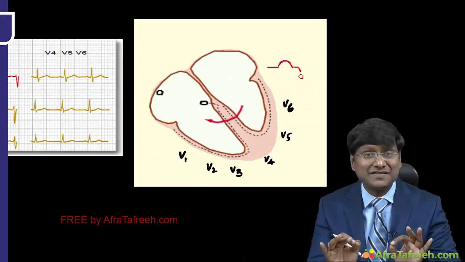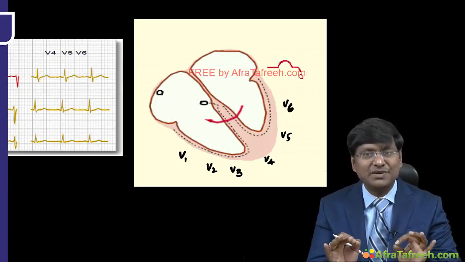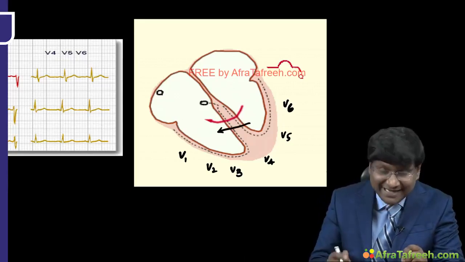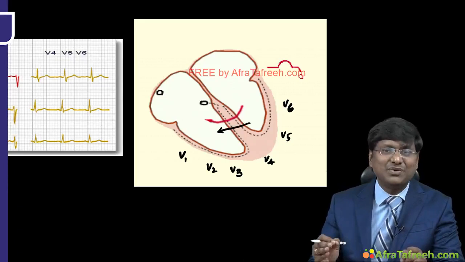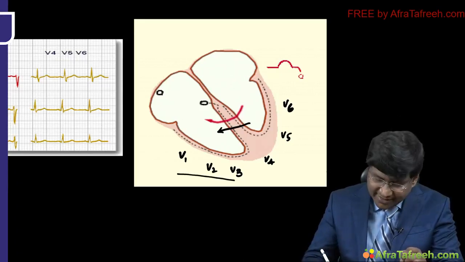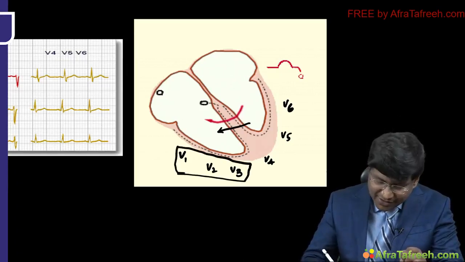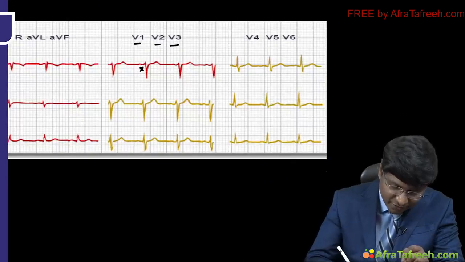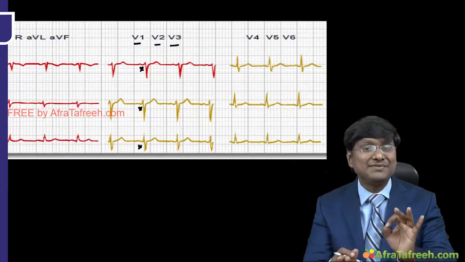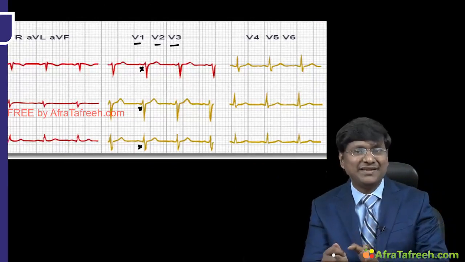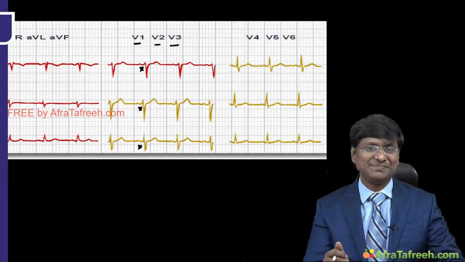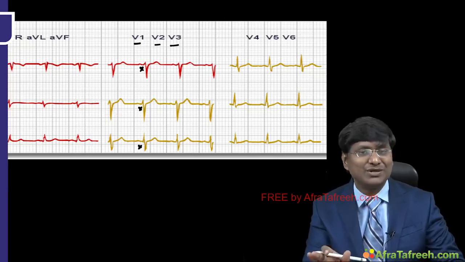The direction of septal depolarization is towards V1, V2, V3. That is the reason why in leads V1, V2, V3, usually you don't have Q waves at all. If there is an appearance of a Q wave in V1, V2, V3, it is considered to be a pathological Q wave.